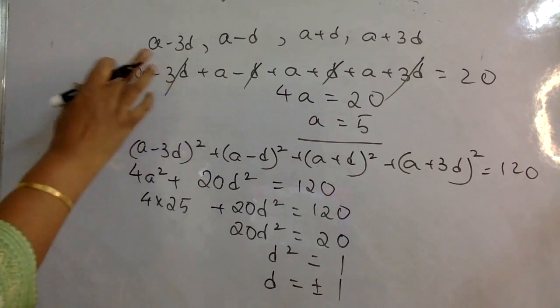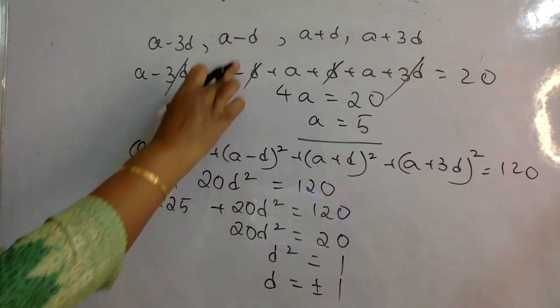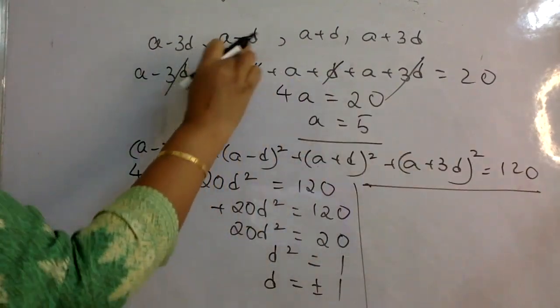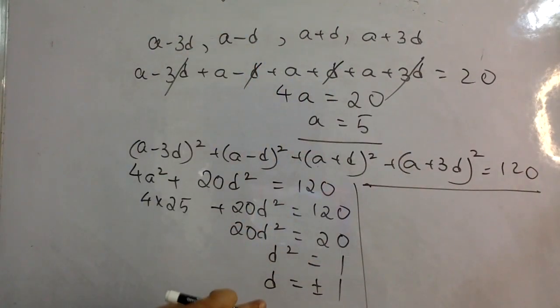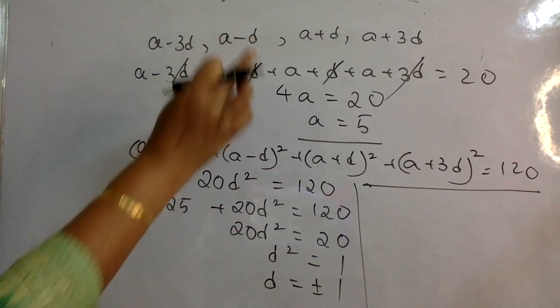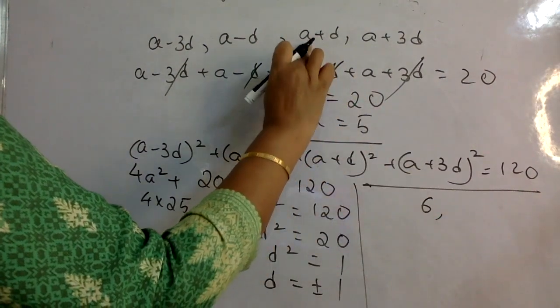Now I am going to get the actual terms of the AP. First term, let me take this A minus D. Then my first term is going to be A minus D, and if I take the plus 1, let me take the plus 1 first. A minus D, that is 5 plus 1, that is 6. Yeah, this is 5.